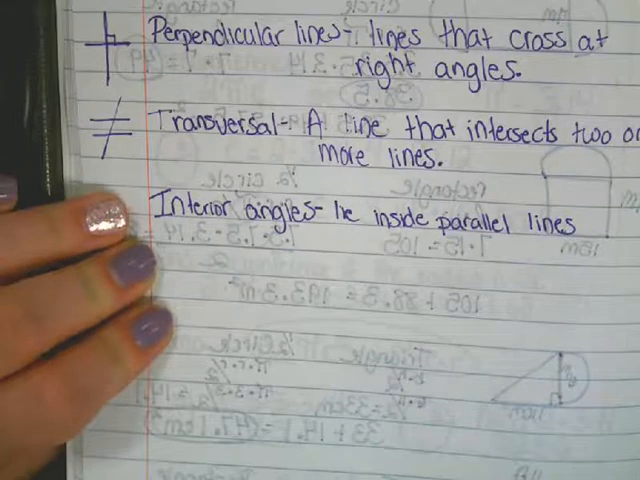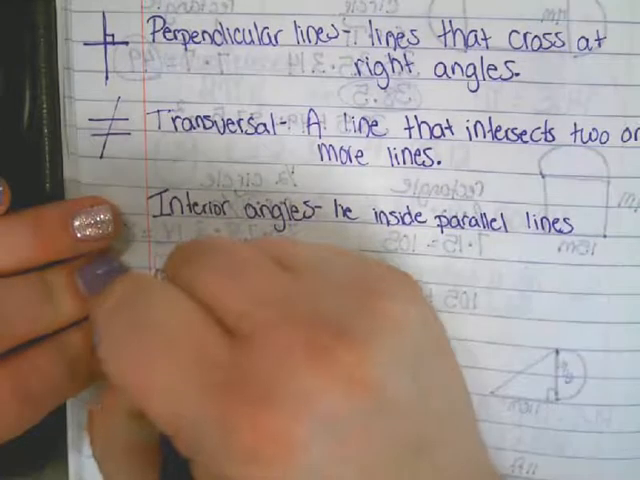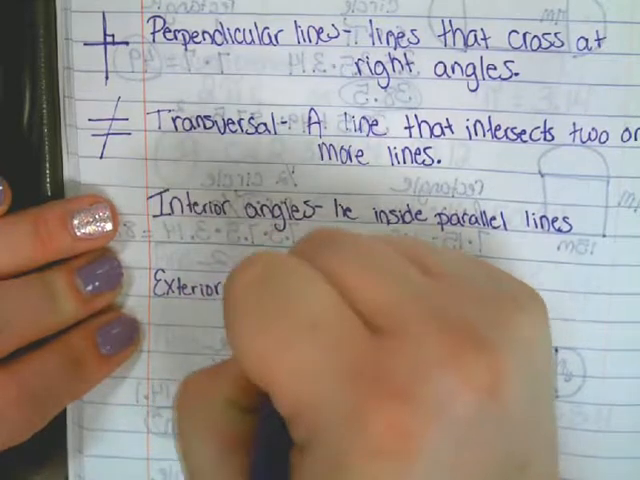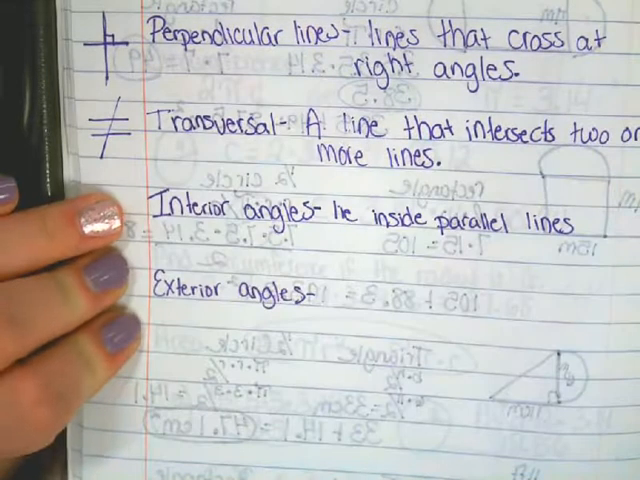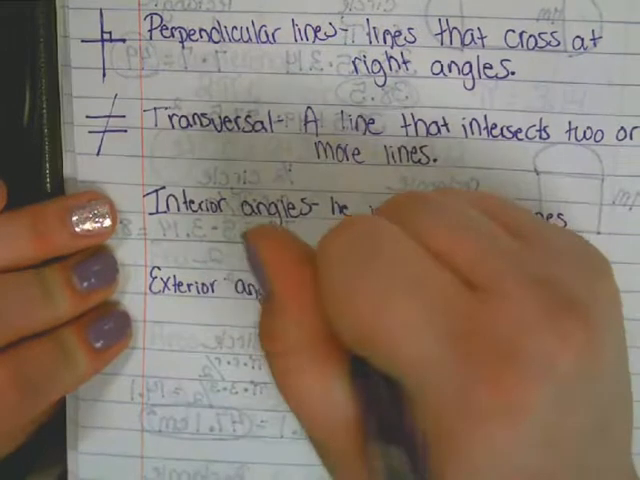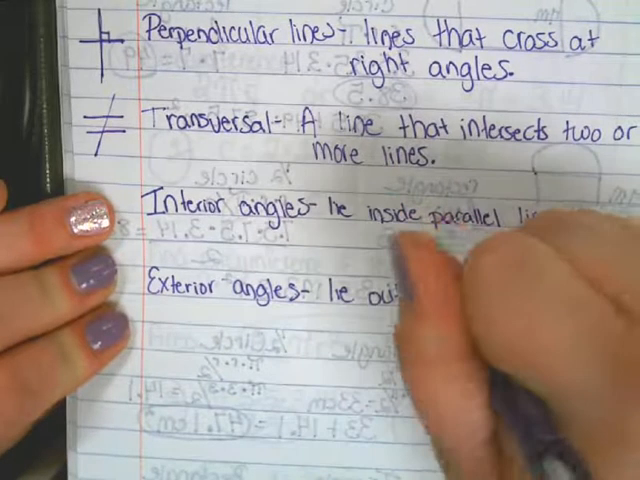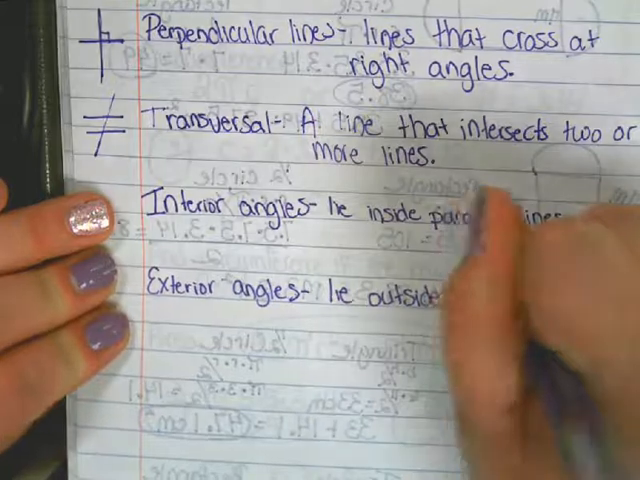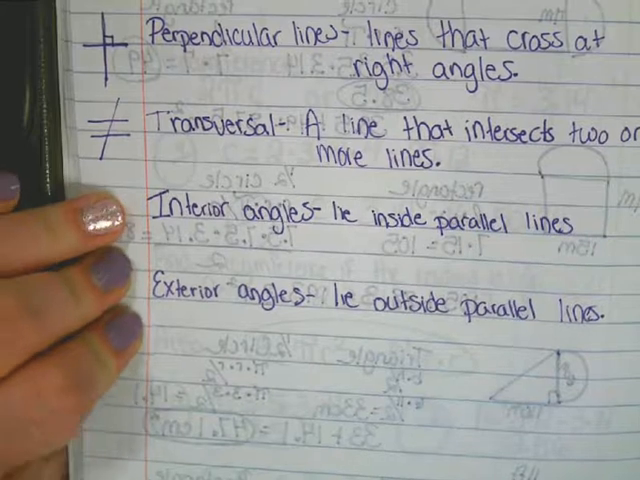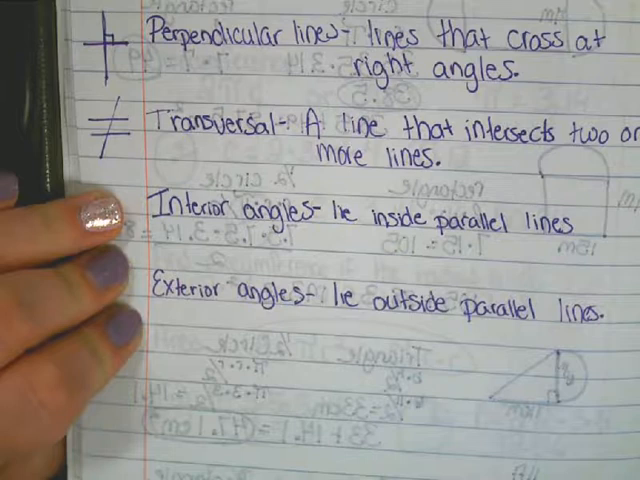Exterior angles. So if interior lie inside the parallel lines, what do you think exterior do? They lie outside parallel lines. Again, we're not going to spend a lot of time on this right now because we're going to go back and look at it in the picture later. Again, skip 1 or 2 lines.